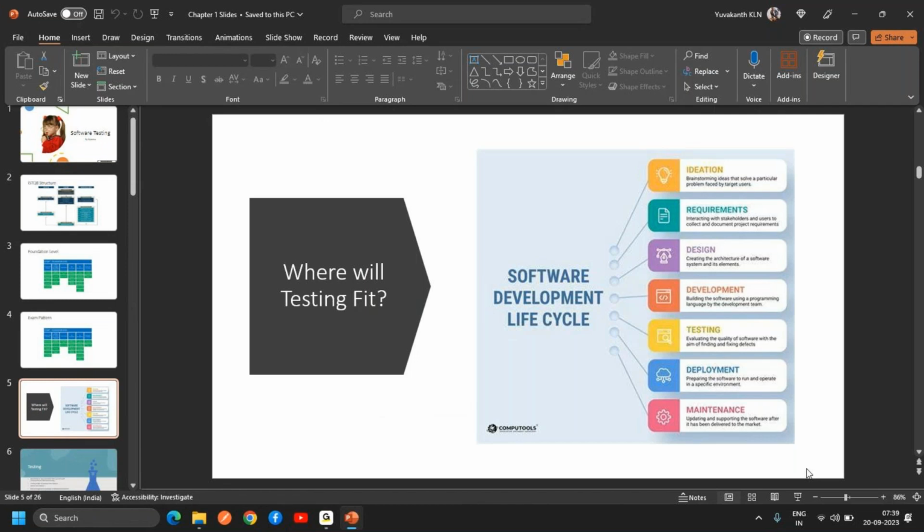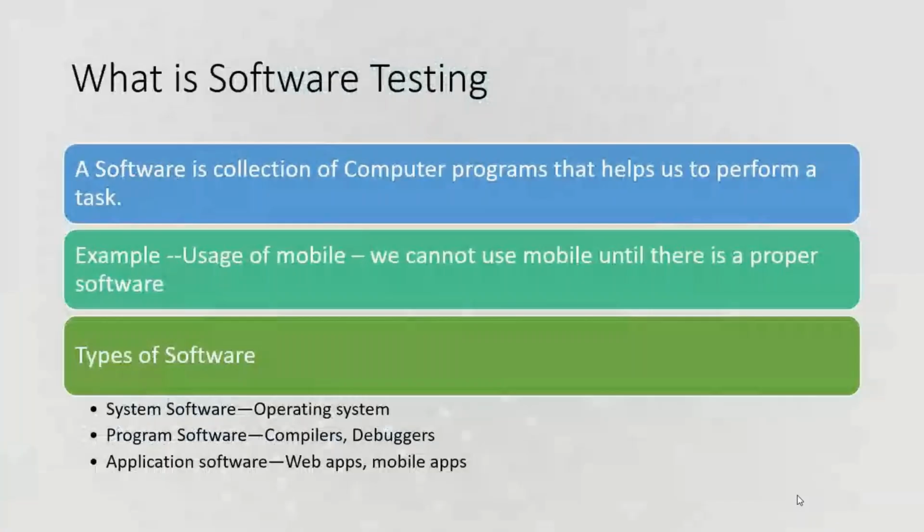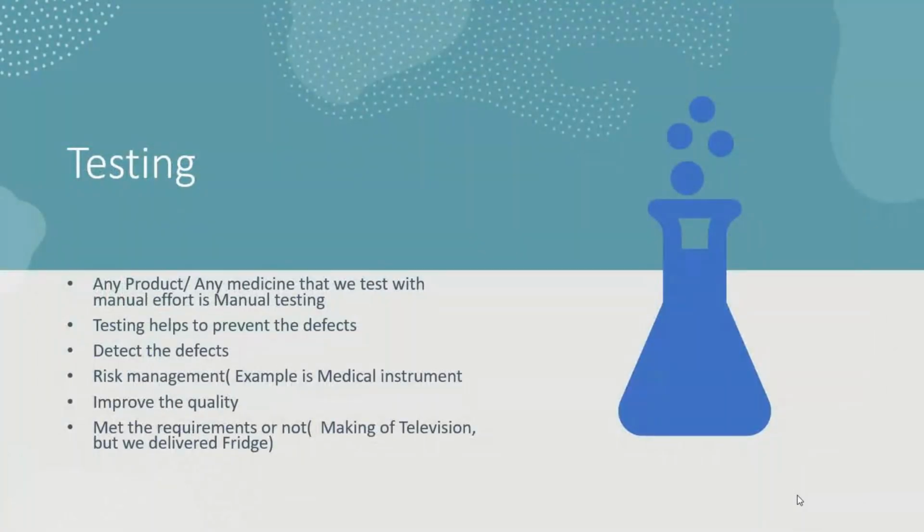Okay, so we also learned the basic definition of testing. So what exactly is testing, and what benefits we get when we do testing. We improve quality, risk management happens, and we also check whether it is meeting the requirements or not. All these things are possible when you do proper testing. Okay. So this is the general concept of testing.